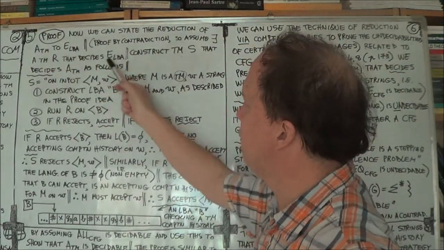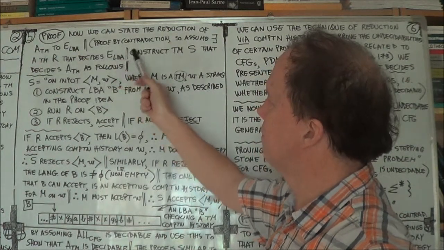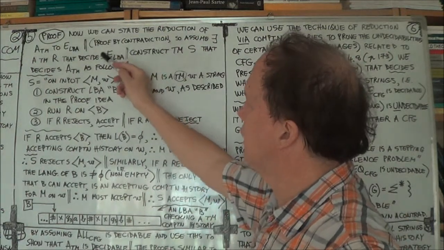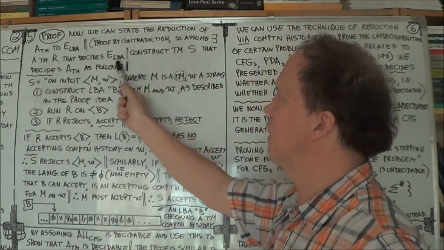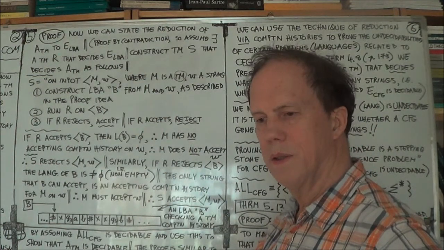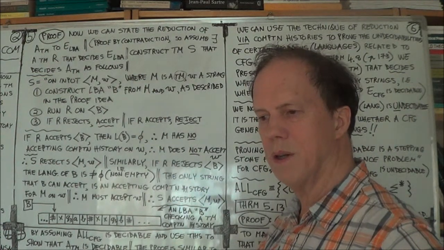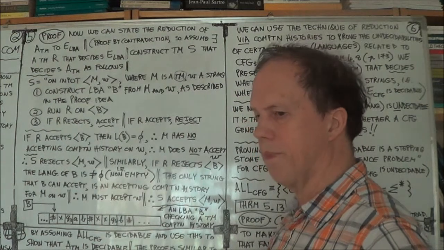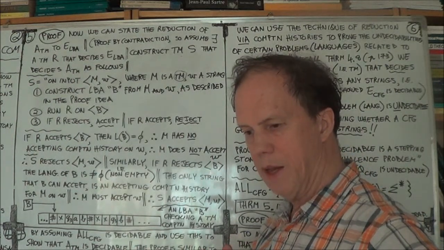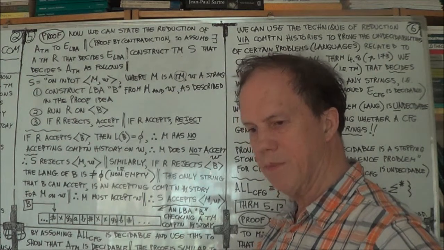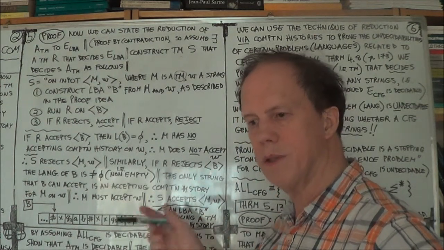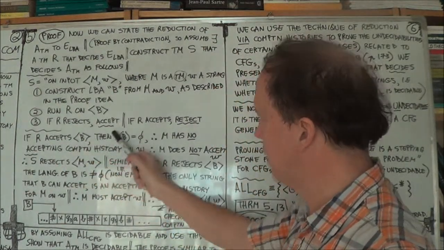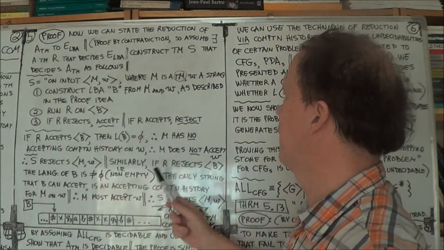So R will accept if some machine here. So all the elements of this language are machines whose languages are empty, right? All the members of this language are machines that accept no strings. The L of B is just the empty set, okay? So if R accepts this, then the language of B is the empty set.